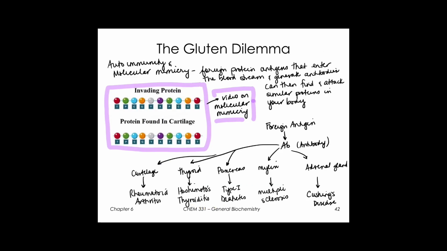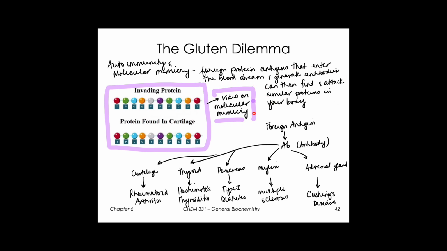So why would gluten in your bloodstream be problematic? Why would an immune system response to gluten be problematic? This brings us to the concept of autoimmunity and molecular mimicry. Foreign proteins enter your bloodstream and they generate antibodies. The problem is that they can then find and attack similar proteins in your body.